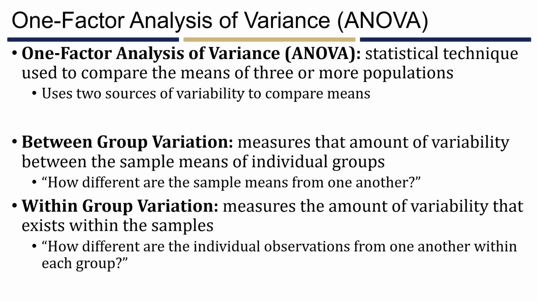The other source of variability that we have is within group variability. Within group variability measures the amount of variability that exists within each of the individual samples. So within group variation looks to answer the question, how different are the individual observations from one another within each group? For example, how different are the 5 computer science math SAT scores? How different are the 5 economics math SAT scores? And how different are the 5 history math SAT scores?